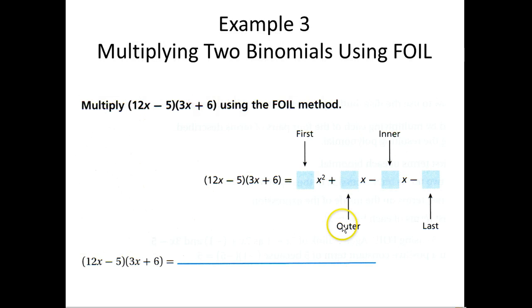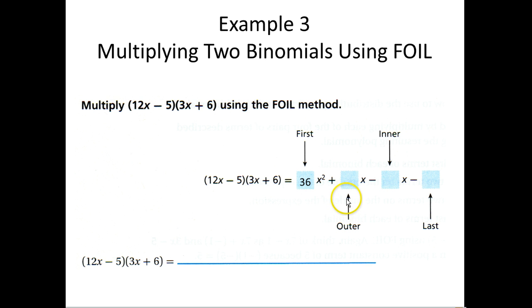Okay, so let me show you an example of how you'd multiply two binomials together using FOIL. Okay, so the first thing I want to do is take a look here at my two binomials. Notice that according to FOIL, I'm going to take the first terms in each binomial and multiply them together. So I have 12x times 3x. So multiplying 12x times 3x, I get 36x squared.